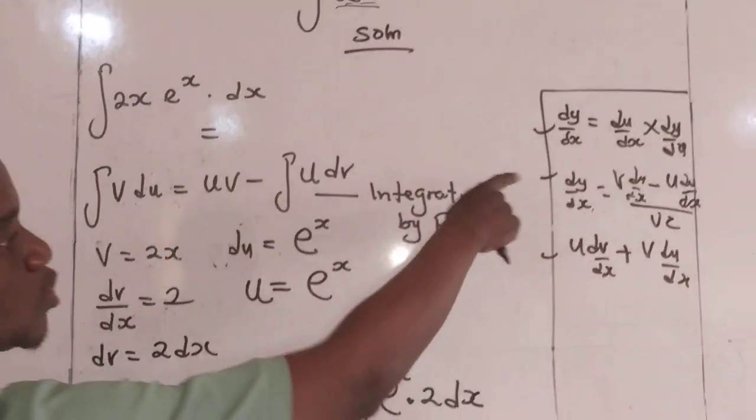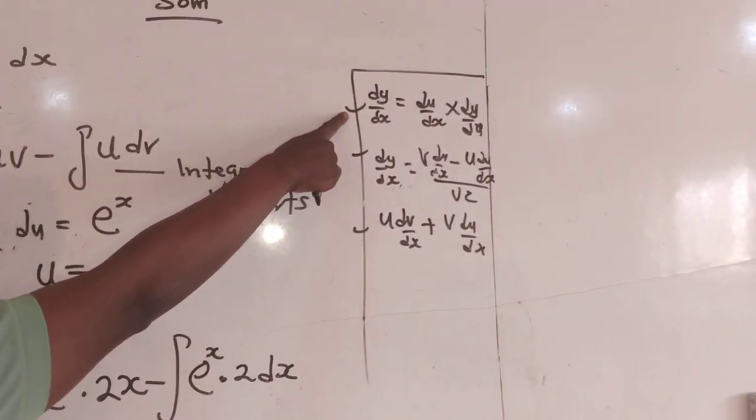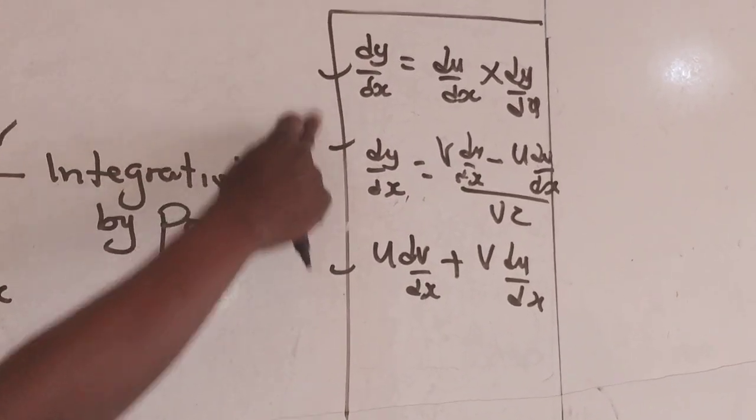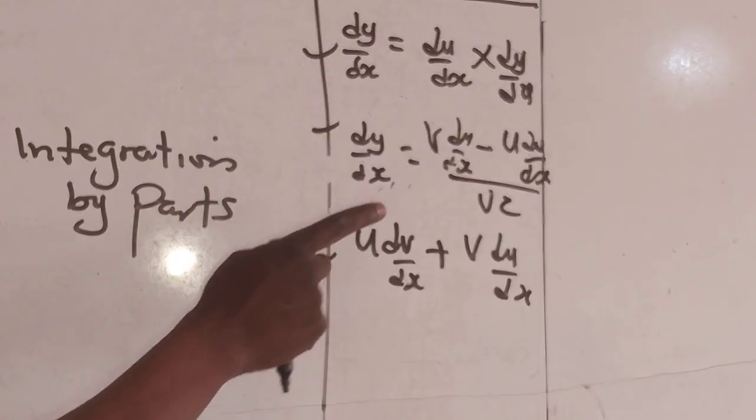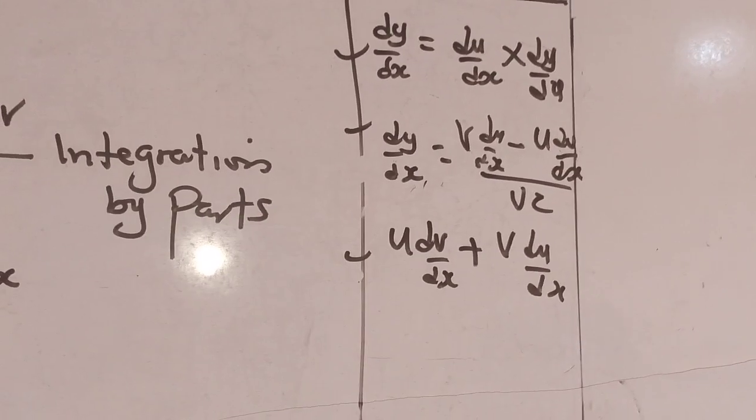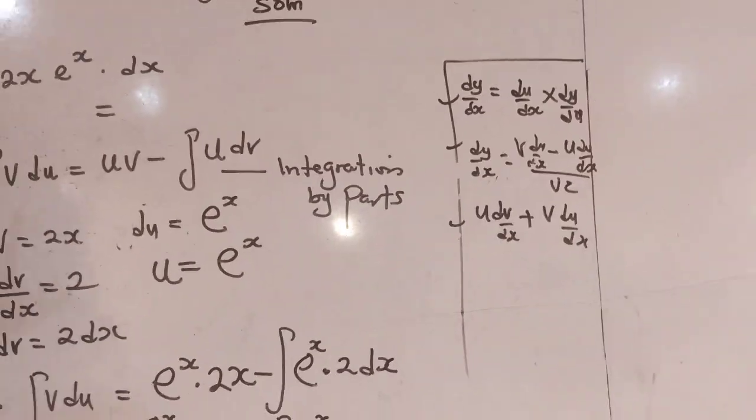Just like you have your formula for differentiation, which is the chain rule, you have one for the quotient rule, and you have one for the product rule. So that is how to go about this question.